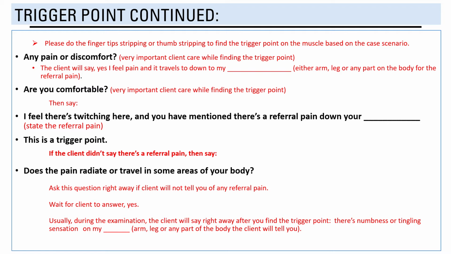If the client didn't say there's a referral pain, then say, does the pain radiate or travel in some areas of your body? Ask this question right away if client will not tell you of any referral pain. Wait for client to answer, yes. Usually, during the examination, the client will say right away after you find the trigger point, there's numbness or tingling sensation on my blank, arm, leg or any part of the body. The client will tell you.